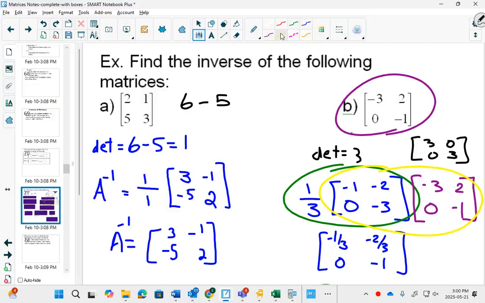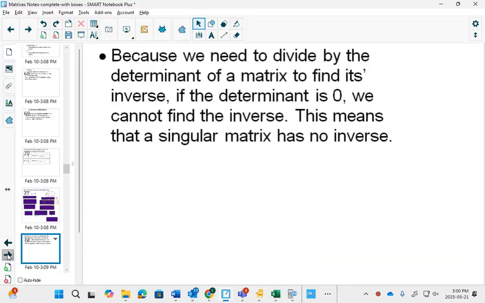Now, I'm not going to teach you this, but the idea is that if your determinant is 0 and you have a singular matrix, because the formula has 1 divided by your determinant and we're not allowed to divide by 0, those matrices have no inverse. So there are some things that you can't divide by or get rid of in doing the math.